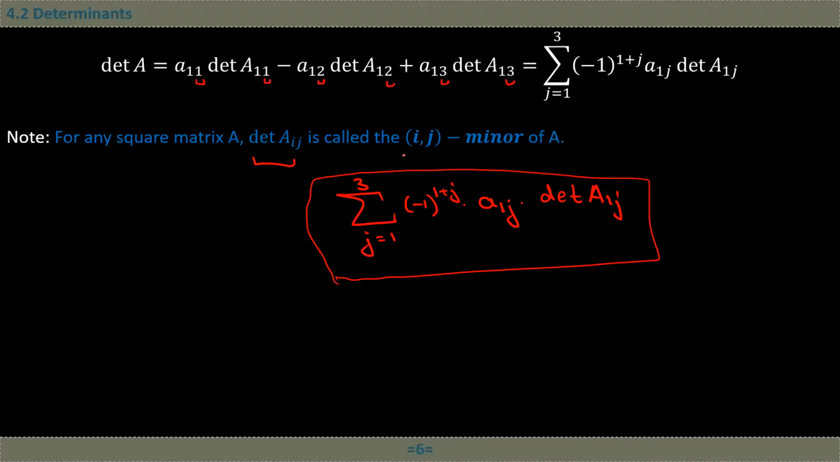Okay, that is the minor. We should also keep this in mind. The ij minor of A, what is this? Just determinant of Aij. How did you obtain this? By deleting the ith row and the jth column.